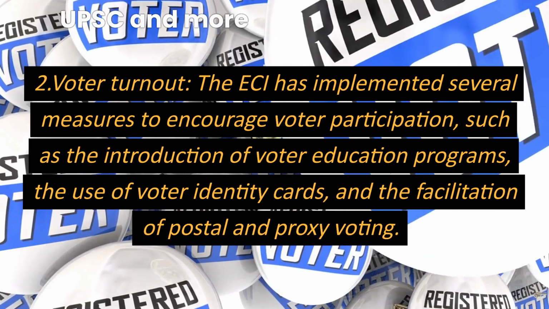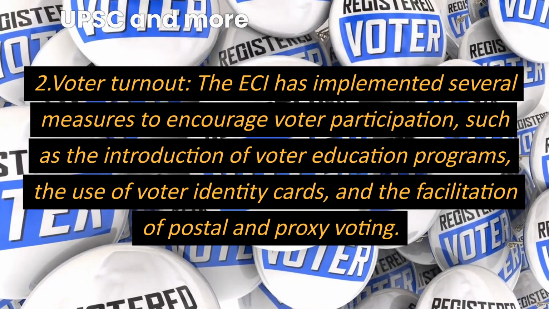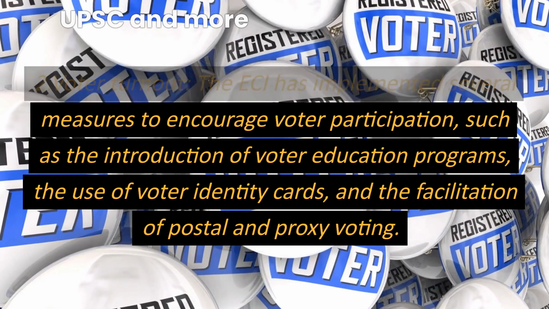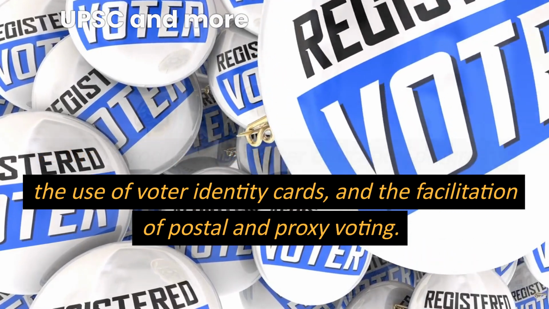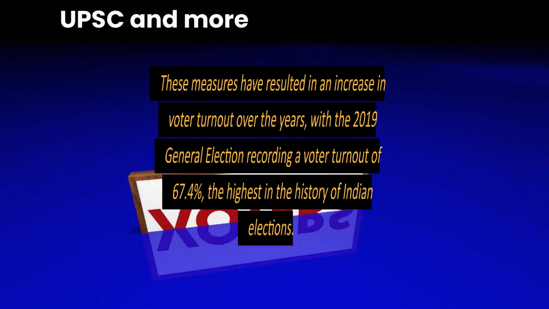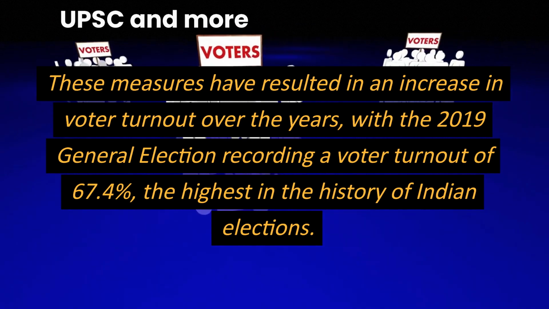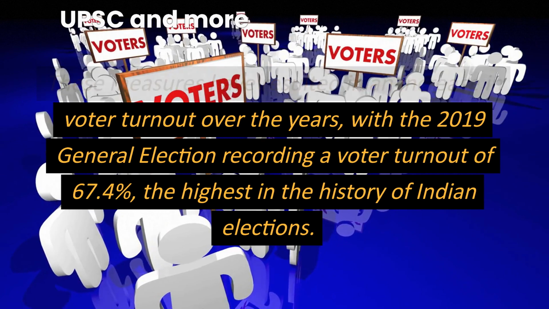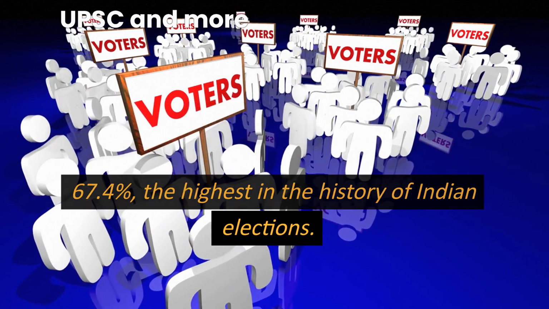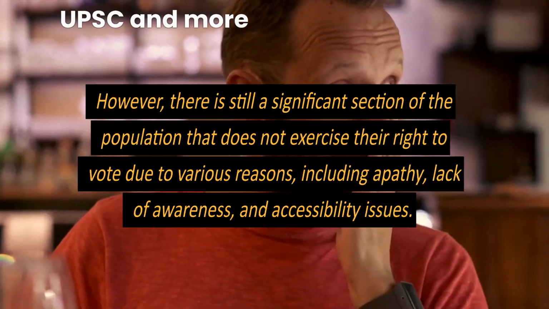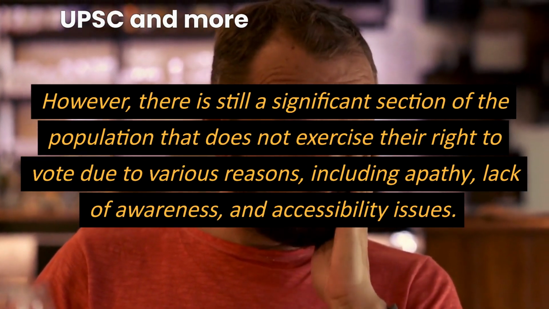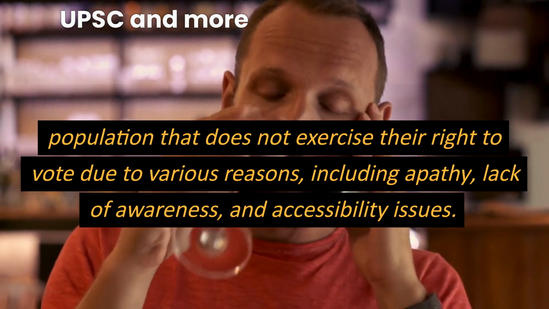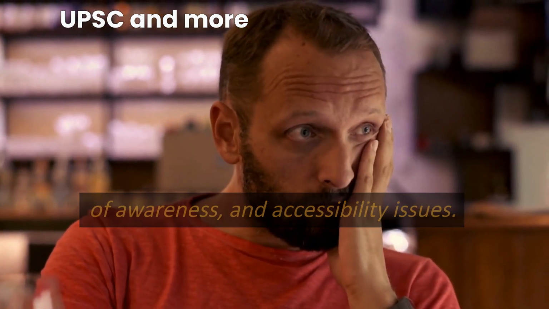2. Voter turnout. The ECI has implemented several measures to encourage voter participation, such as the introduction of voter education programs, the use of voter identity cards, and the facilitation of postal and proxy voting. These measures have resulted in an increase in voter turnout over the years, with the 2019 general election recording a voter turnout of 67.4%, the highest in the history of Indian elections. However, there is still a significant section of the population that does not exercise their right to vote due to various reasons, including apathy, lack of awareness, and accessibility issues.